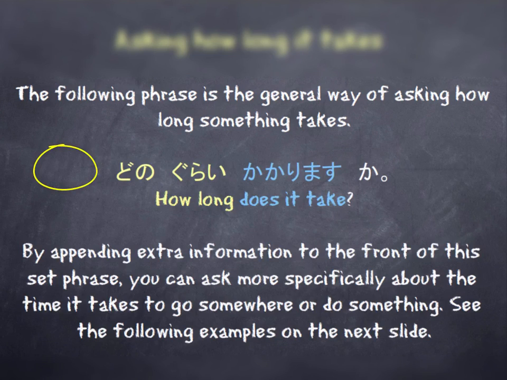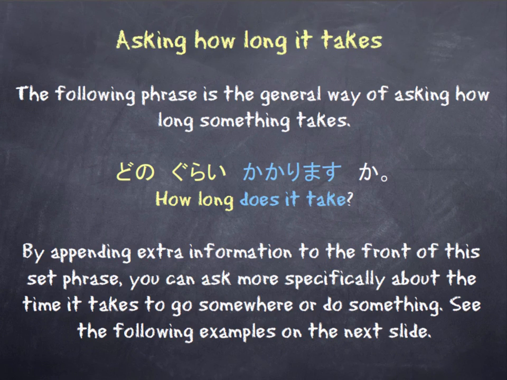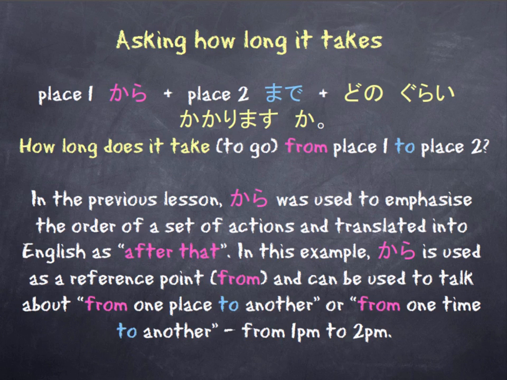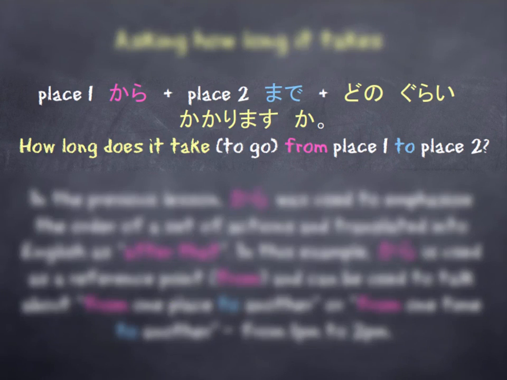By appending extra information to the front of this set phrase, you can ask more specifically about the time it takes to go somewhere or to do something. So for example, on our following slide, we have this first pattern where we have place 1 followed by kara, place 2 followed by made, and then our phrase dono gurai kakarimasu ka? So for example, how long does it take to go from place 1 to place 2?